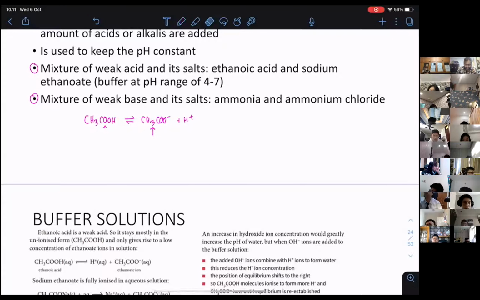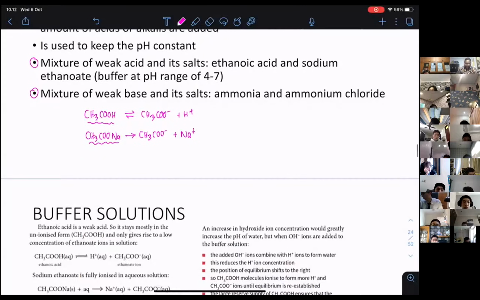It means that it's a mixture of the weak acid and the salt of the weak acid. So the salt of the weak acid, you need to add separately, CH3COONa. This is the salt, and this salt can completely dissociate to give you CH3COO- and Na+. So these two combinations are going to be called a buffer solution: the salt of the weak acid and the weak acid itself.